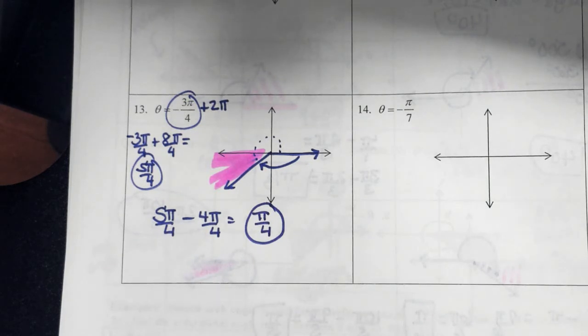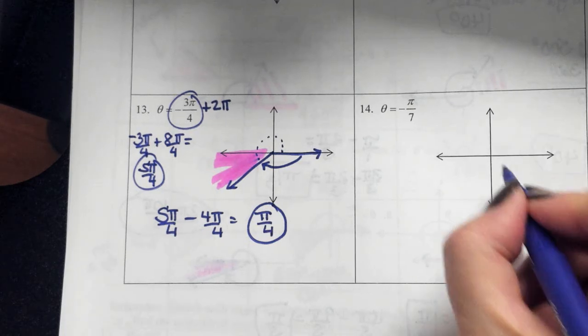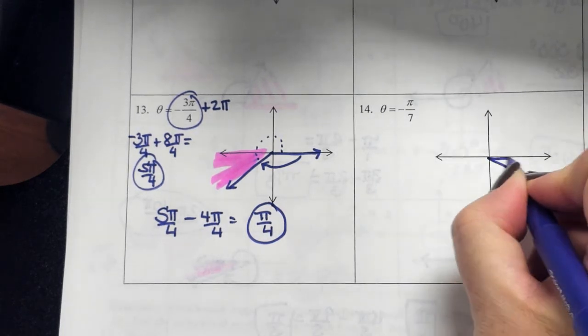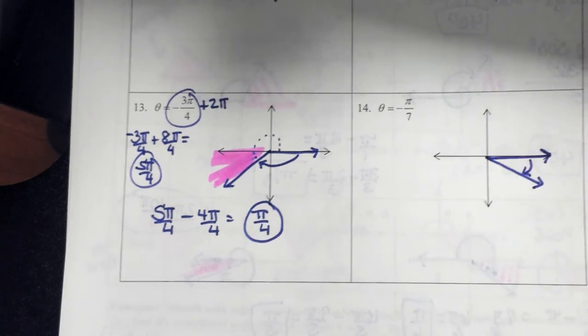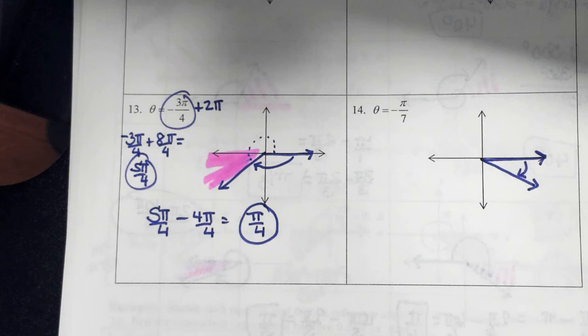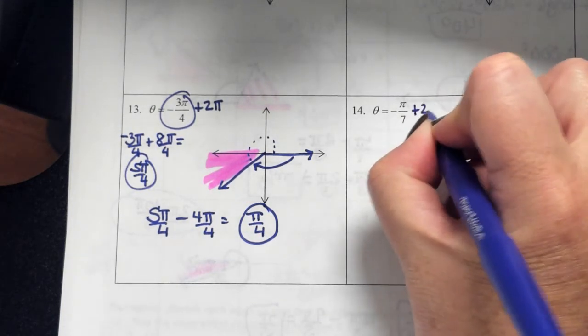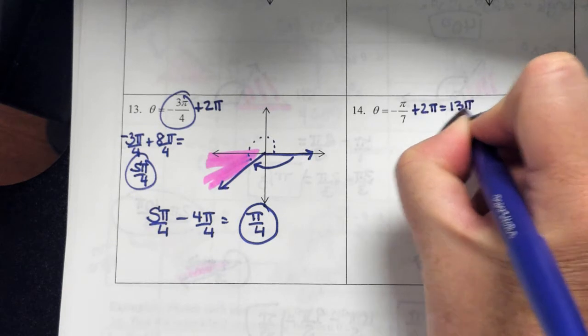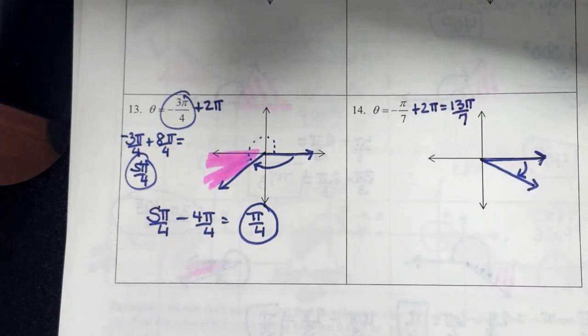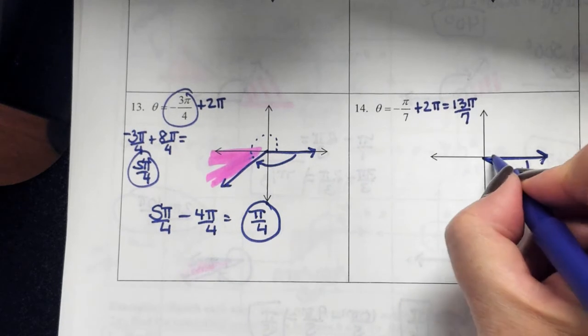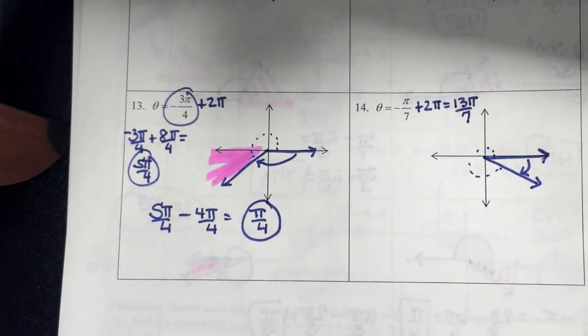Where's negative pi over 7 located? What quadrant do you think negative pi over 7 will be located? 4. Again, if you're not comfortable working in negatives, I could add 2 pi to this, which would give me 13 pi over 7. 13 pi over 7 would be that angle there, going in the counterclockwise direction. 14 pi over 7 is 2 pi, but I subtracted the negative pi over 7.